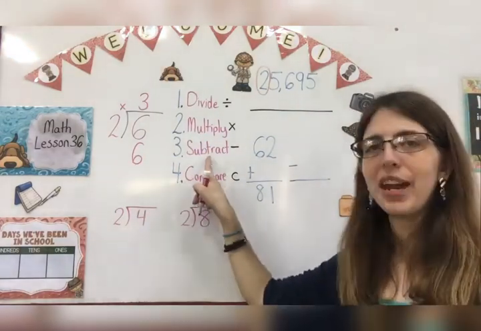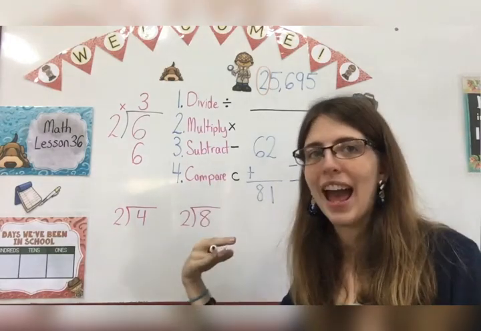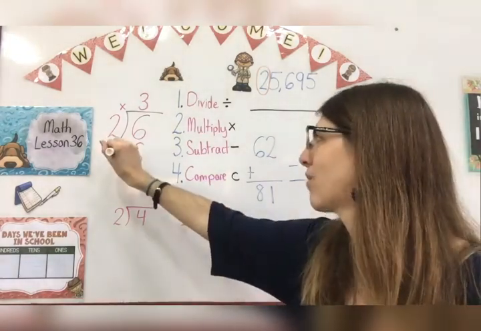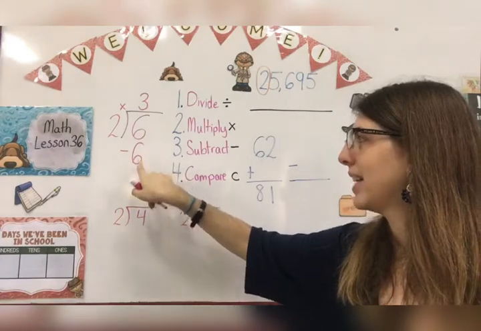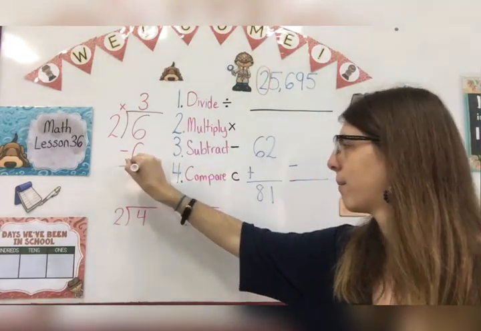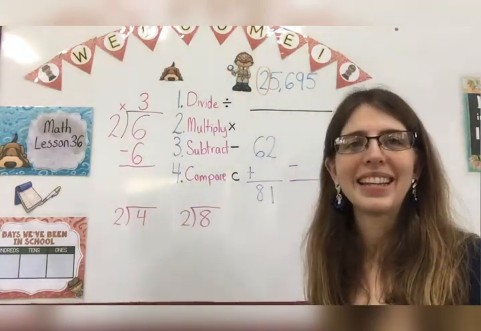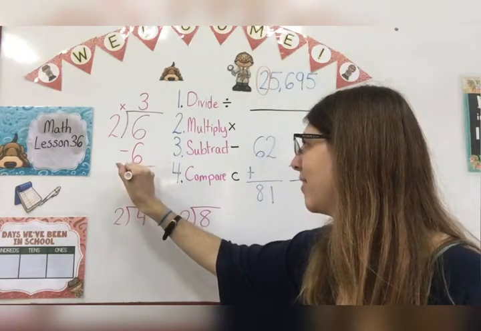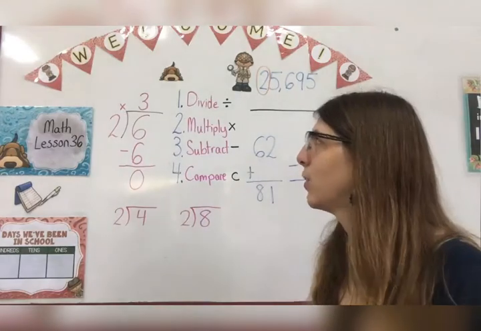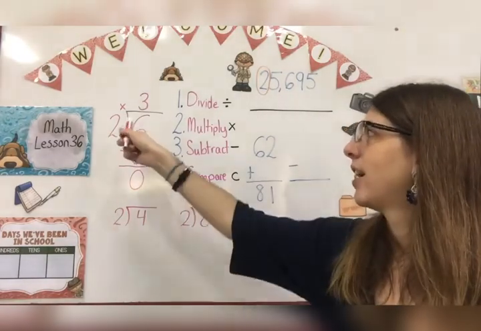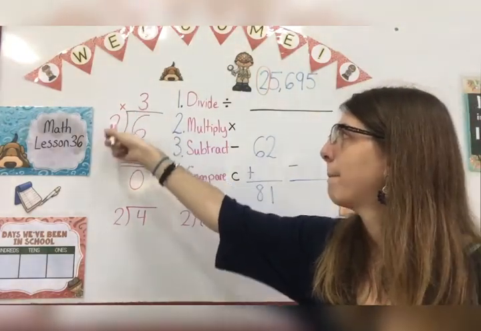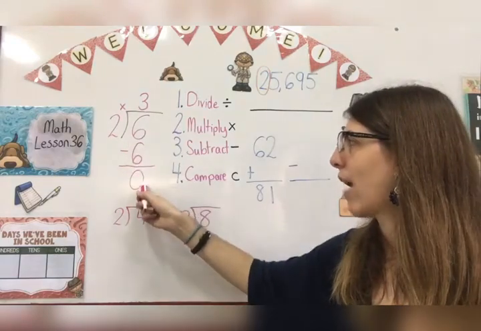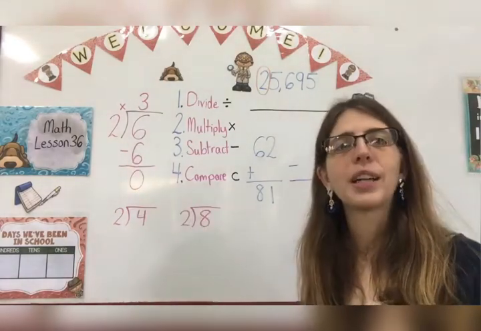Now what's step 3? Subtract. So I'm going to subtract 6 minus 6. 6 minus 6 is 0. Very good. So I've done my first 3 steps. Divide, multiply, subtract. Now step 4, compare.